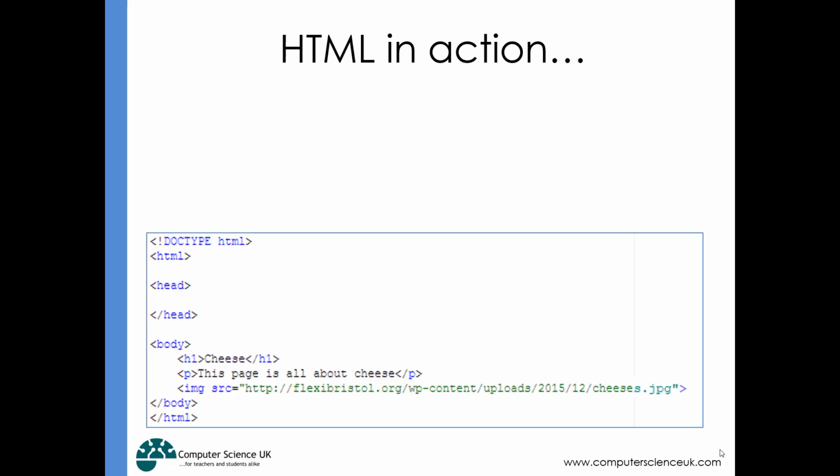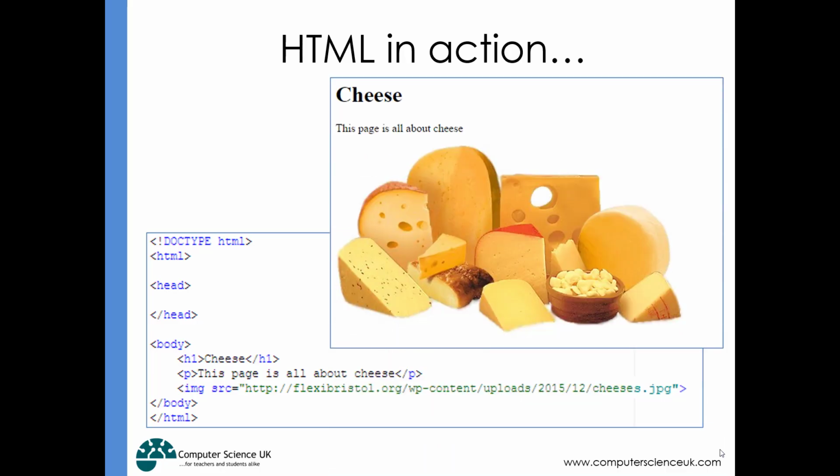You can see that between our body tags we've got a heading with cheese written in it. We've got a paragraph tag with "this page is all about cheese", and then we've got an image with a link to an image that is on the web. And this is what the web page would look like. So all of the content is structured on the page, but it doesn't really look very smart at all.